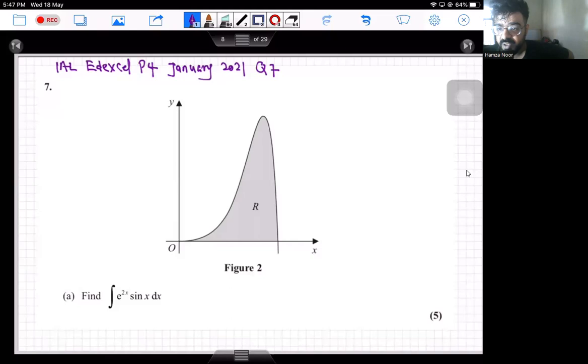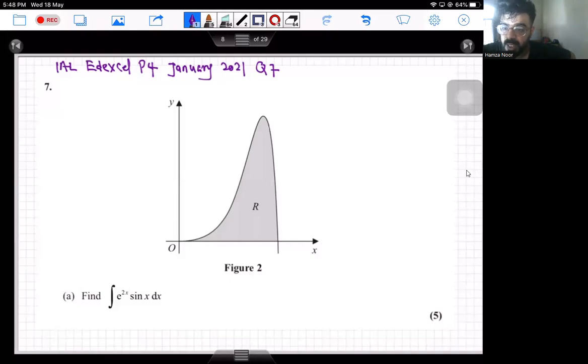All right, so here we have January 2021, question number 7. Part A is saying that find the integration of e raised to the power 2x multiplied by sine x with respect to x. This is an indefinite integral. And then we have part B as well. So first of all, we have the part A.